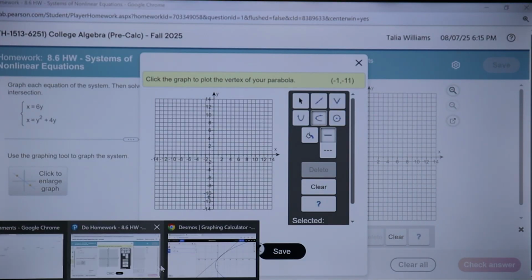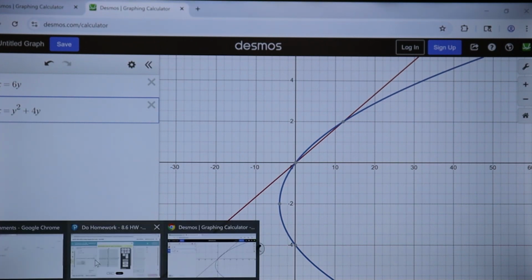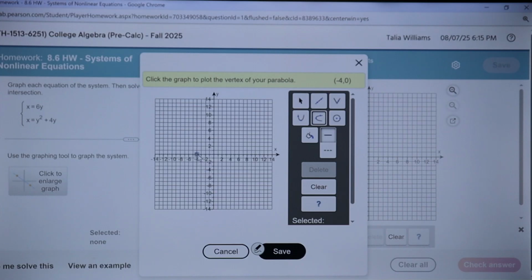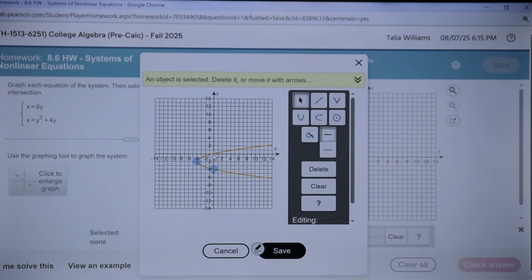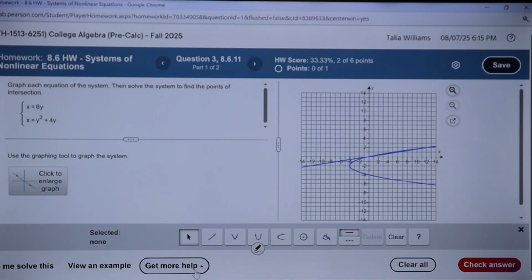So our points were (-4, -2). Then we're going to have (0, -4) and (0, 0). Should write it down. And it just had us do 2. Okay. Now then we need our line at x equals 6y. So we're going to have a y-intercept of (0, 0) because we don't have a b. And it should be 1/6. So I'm going to double check.